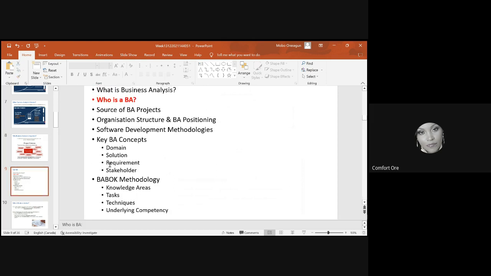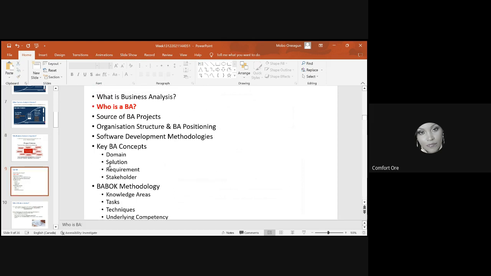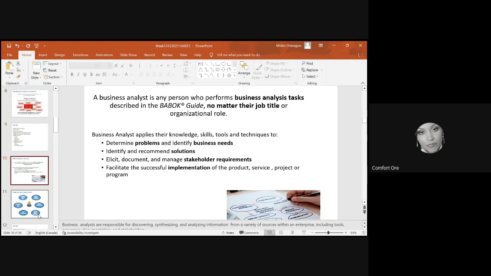Okay. So we'll move into who a BA is. I think we already touched on this initially. Who can act as a BA, what a BA does, the roles of a BA, or why BAs are needed, their core competencies, and all of that.